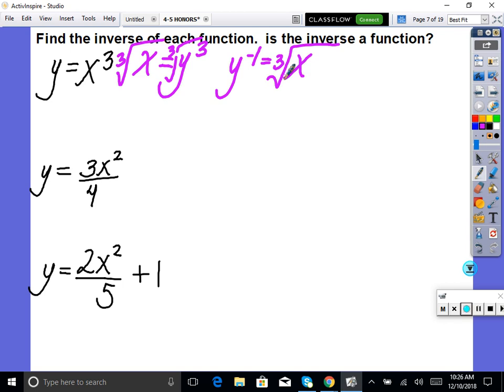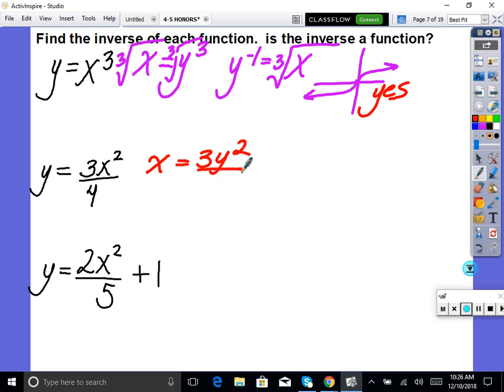We know what cube root functions look like. We graphed those last time. They look something like this. Is a cube root a function? Yes. It passes the vertical line test, doesn't it? Okay, moving on. So switch x and y. So we have x is equal to 3y squared over 4. Then what?